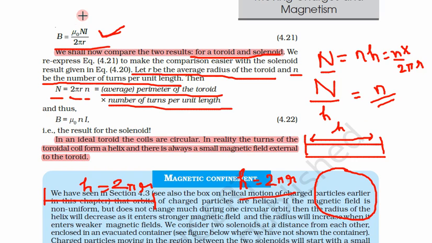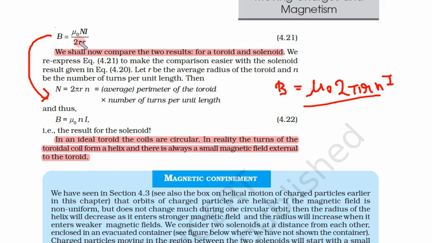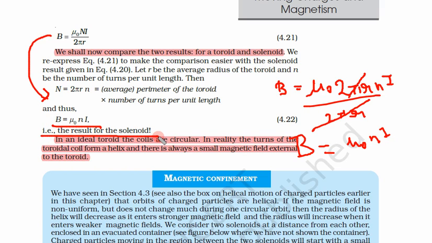Now let us put this value of N into this equation. So what we get? B is equal to mu naught, the value of N is n times 2 pi r, into I, upon 2 pi r. So this 2 pi r and 2 pi r get cancelled. So what is remaining? B is equal to mu naught n I. So this is the same result as for the solenoid.